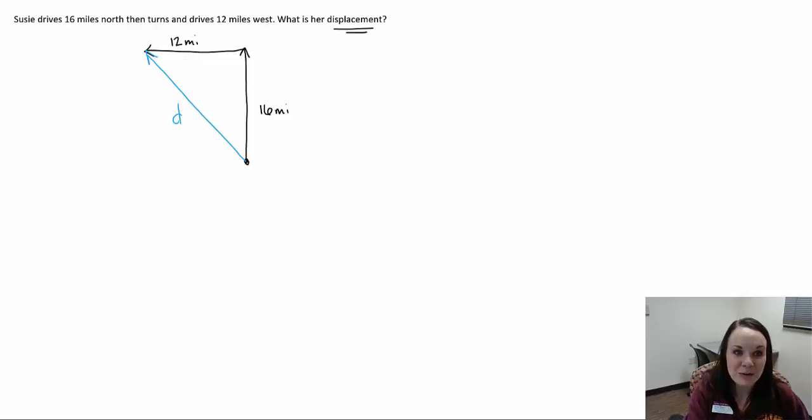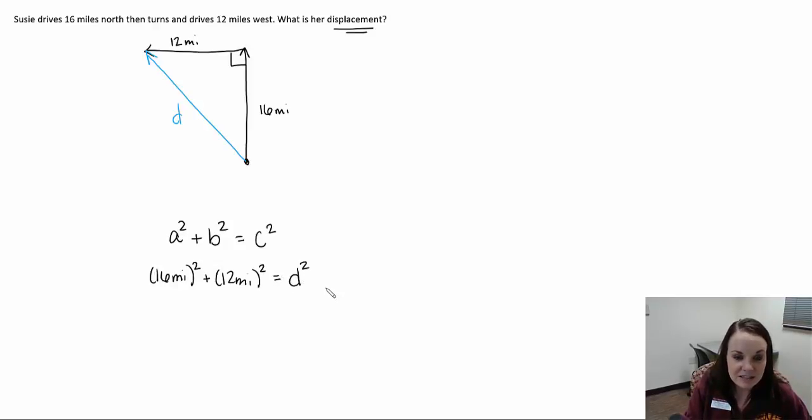So if you think back to trig, when you learned about the Pythagorean theorem, we know there's an equation a squared plus b squared equals c squared. And that applies to right triangles, which, if this is 90 degrees, this is in fact a right triangle. And I plug this in. I have 16 miles is one of my sides, 12 miles is the other side, and then the hypotenuse, or that longest side, is my displacement.